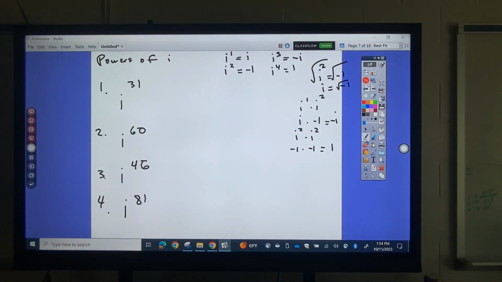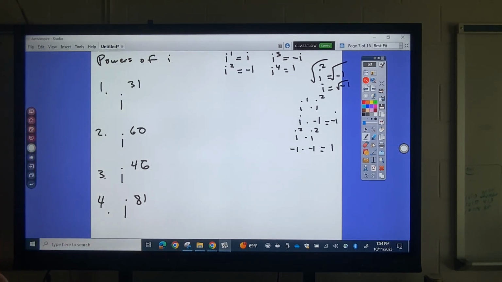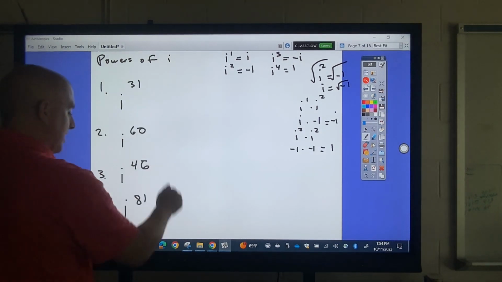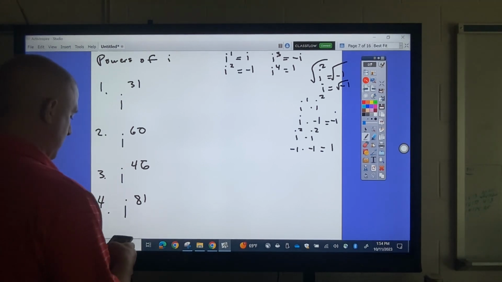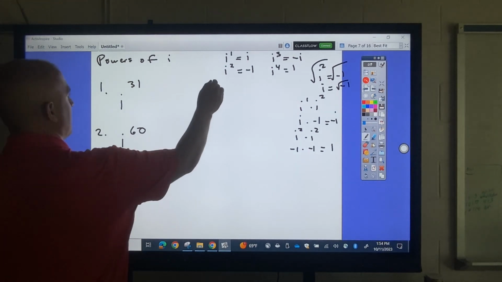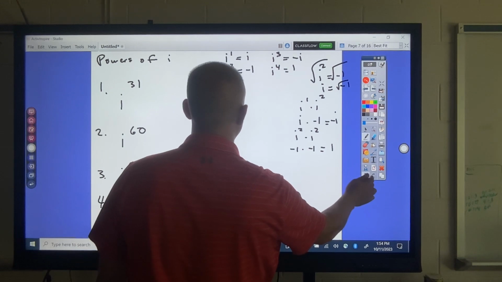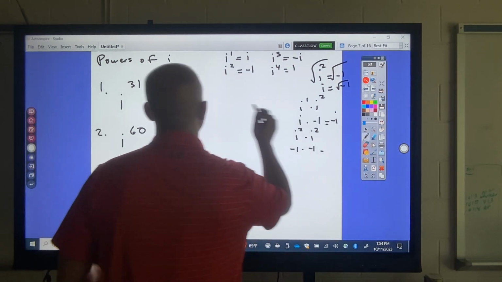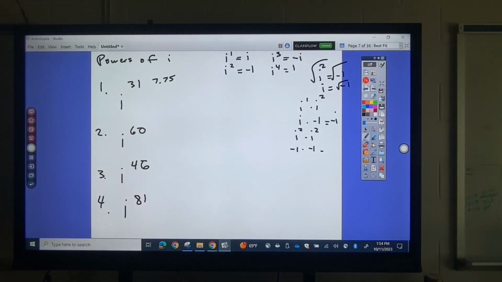Okay? Now, here's the idea. All of these work in cycles of 4. Now, what you got to do is if you divide 31 by 4, you get 7.75. All right, so here's one way you can remember that. You can do it a couple different ways.